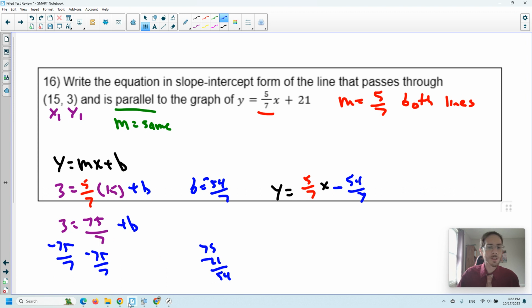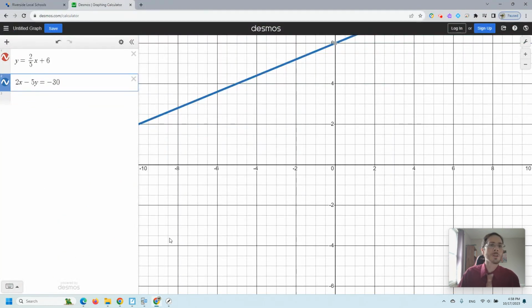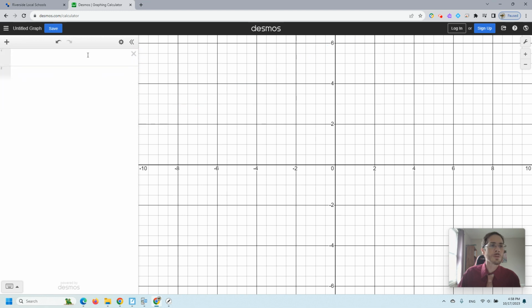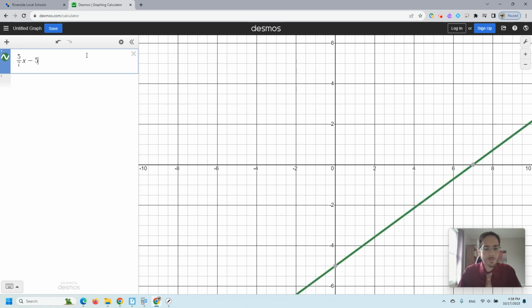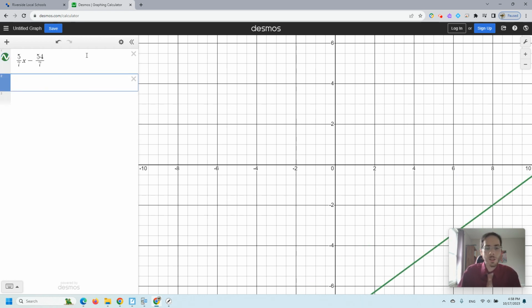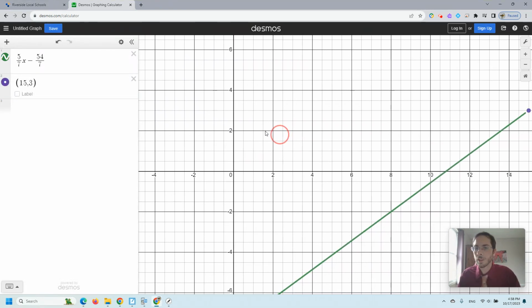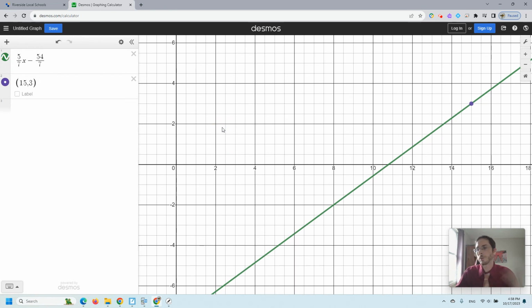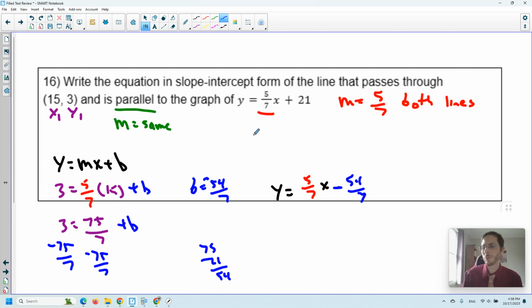So 5/7 x minus 54/7. We would type it in here, 5/7 x minus 54/7, and we want it to go through 15 comma 3. Again, we're going to kind of slide. There we go. We can see it goes right through it. So that looks pretty good. We double checked our answer because that's kind of a weird answer, but it does work out. So it seems pretty solid. I'm going to stick with it.